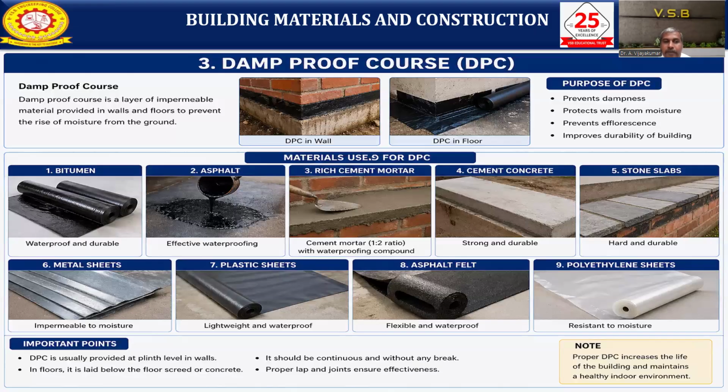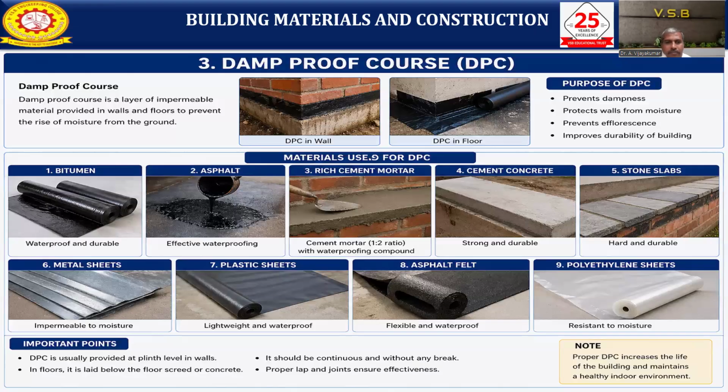First one is bitumen. When you use bitumen, it is waterproof as well as durable. Then asphalt is effective waterproofing, like cement. We can make it as one small layer of waterproofing material to protect the buildings. Cement mortar? Yes, of course. Normal cement mortar in a 1:2 ratio with waterproofing chemical components mixed in. Cement concrete is very strong as well as durable. Stone slab is hard and durable.